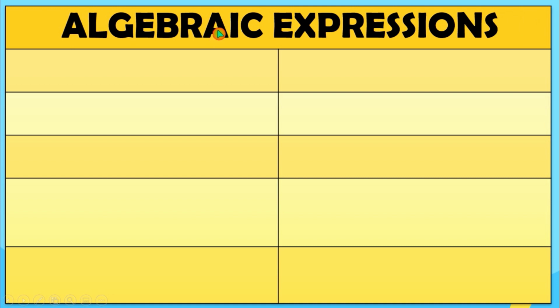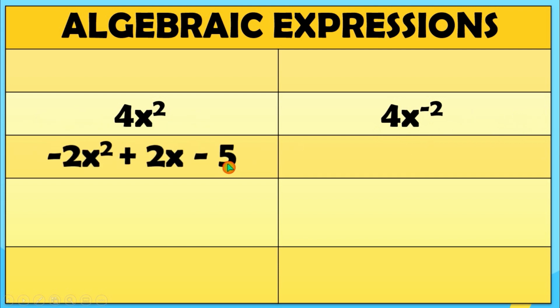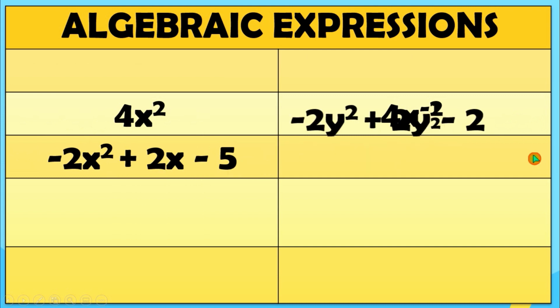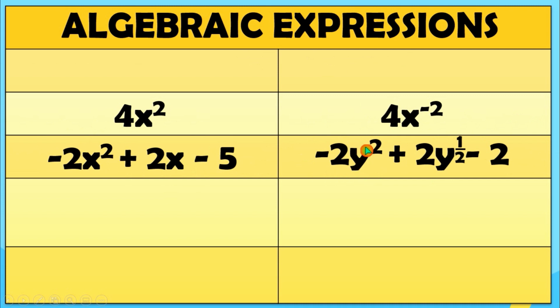Now, on the left side, I post the following: 4x squared. Then on the right side, 4x raised to negative 2. On the left side, I have negative 2x squared plus 2x minus 5. On the right side, I have negative 2y squared plus 2y raised to 1/2 minus 2. On the left side, I have 5x out of 3. On the right side, I have 5 out of 3 times y.